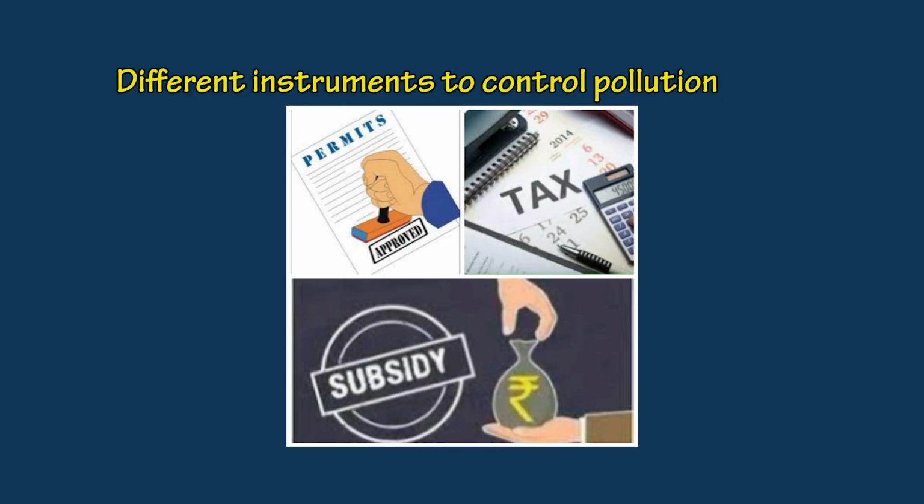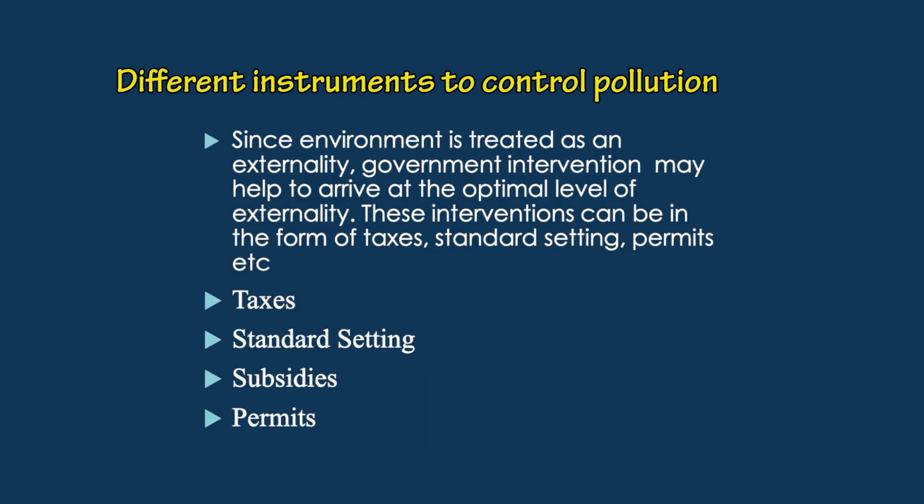So, therefore, what we are looking at is to find out the optimal level of pollution so that the environmental damage is minimized. Now, the government can issue different types of instruments such as taxes, subsidies, etc., where it can control pollution or it can control the externality. These interventions can be of different types: taxes, subsidies, standard setting, or permits.